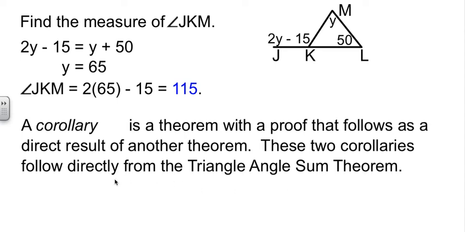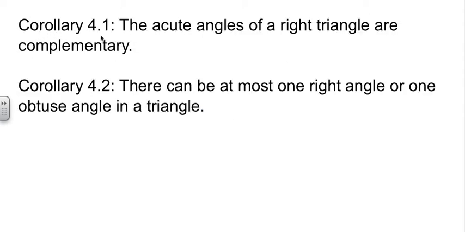So our first two corollaries that we're going to run into come from the triangle angle sum theorem. Now, make sure when you're using these as reasons, you tell me that you're using the corollary, because remember, they number theorems the same way, they number postulates the same way. So if you just said 4.1, I wouldn't know which of the three things you're talking about. So make sure you tell me which one, that this is the corollary and not the theorem.